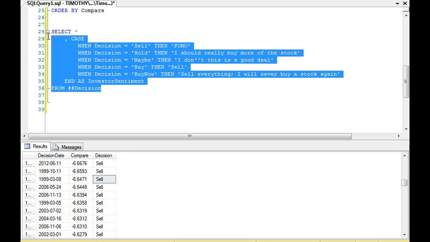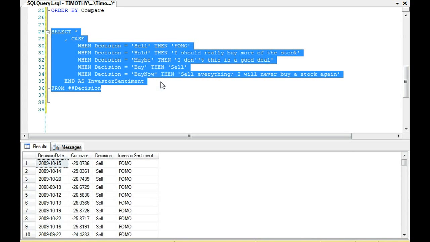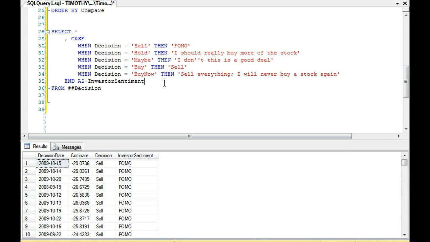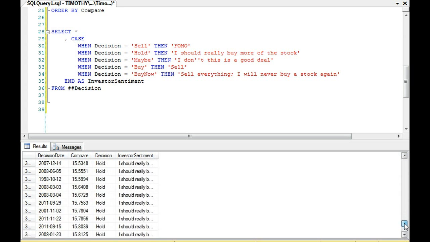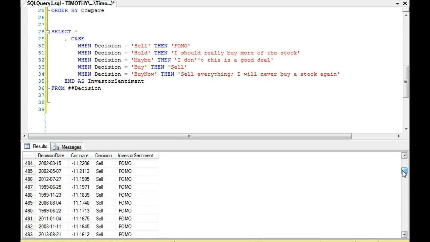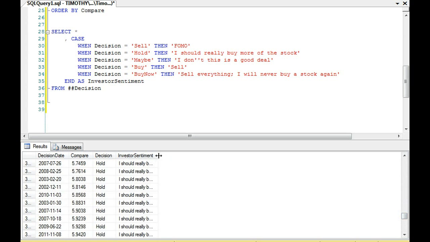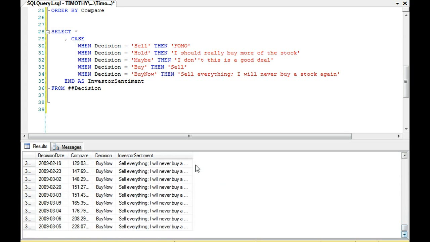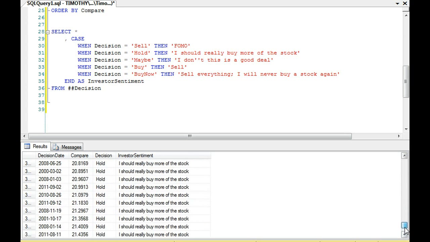Okay, so notice what we've done here. Last time we looked at what happens when we do case wins on numbers, case wins on between values of numbers. Now we're doing it on strings. So we have this string right here essentially, these decisions, sell, buy now, hold, maybe, and buy, there's very little buys. And now what we have is our investor sentiment. So you can see that case wins can be applied to strings as well as numerical values.